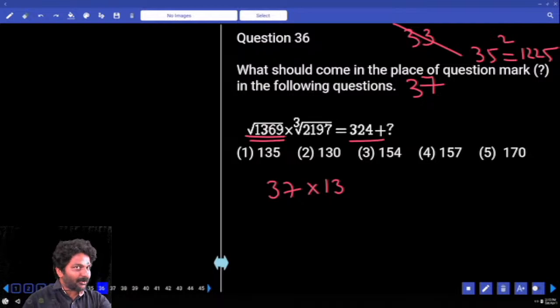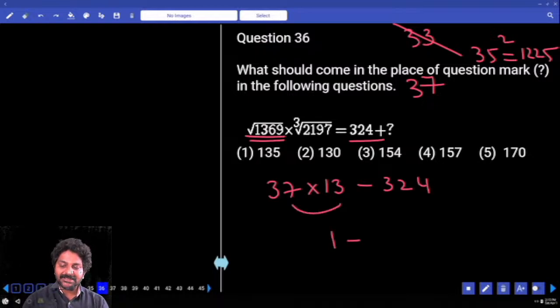Then 324 goes to the left hand side, becomes minus 324 only. 7 3's ends with. Minus 4 ends with. How many options are there?